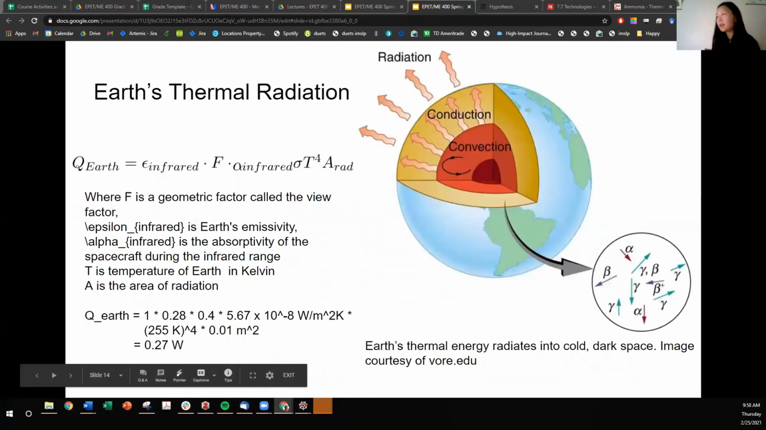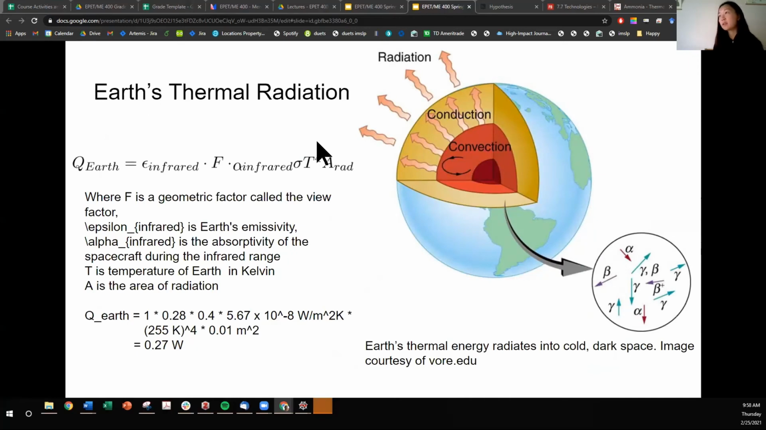And then finally, the amount of Earth's thermal radiation, coming from Earth being a warm body, is going to be a function of the emissivity of the Earth in the infrared. F is some geometric factor called the view factor. Alpha is the absorptivity of the spacecraft in the infrared range. Sigma is the constant. T is the temperature of the Earth. And A is the area of the spacecraft facing the Earth.